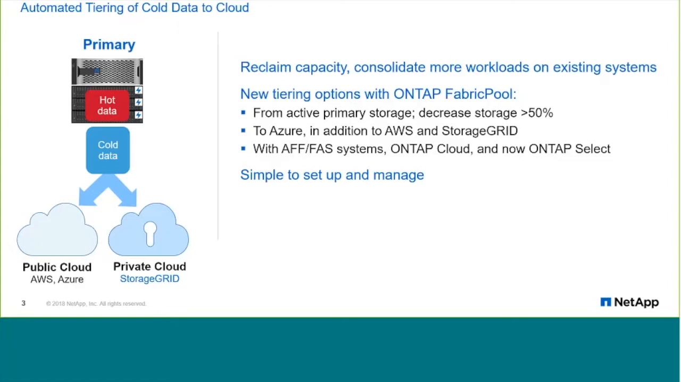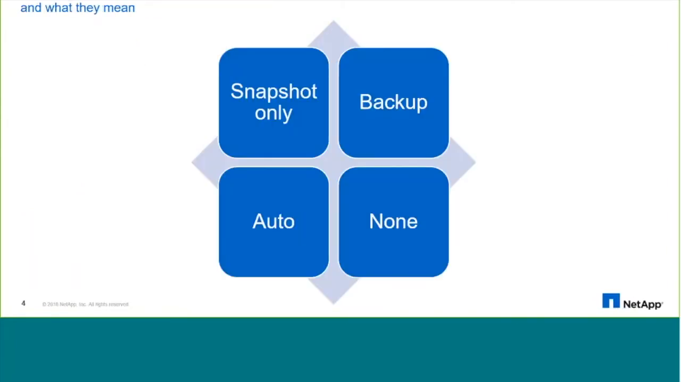Funny dichotomy there. Okay, so what are the different ways that you can tier the data? I mean, it's not just hot or cold. There's actually different policies. Yeah, absolutely, Phoebe. So just looking at the tiering policies, FabricPool has been around for a while, right? We've had it for over a year now. It came out in ONTAP 9.2.